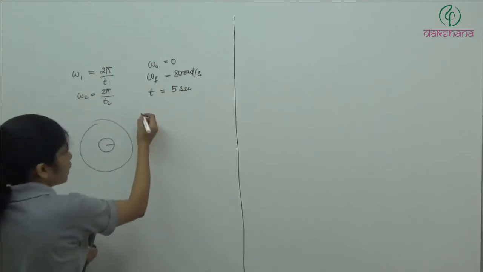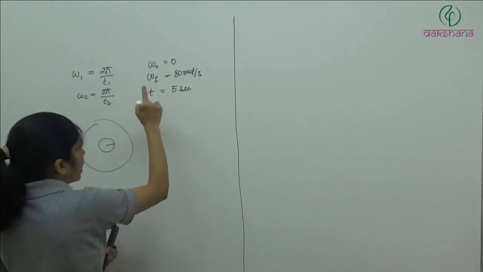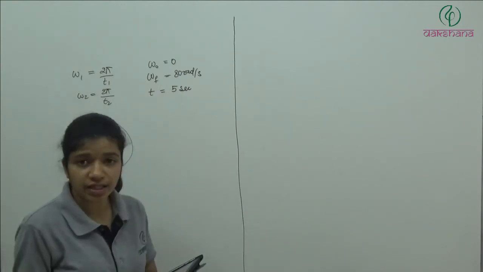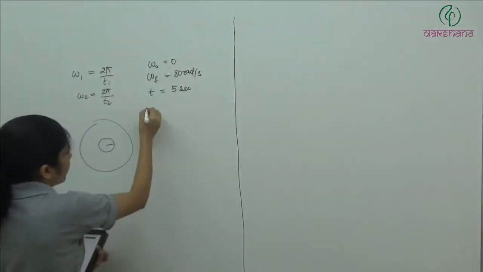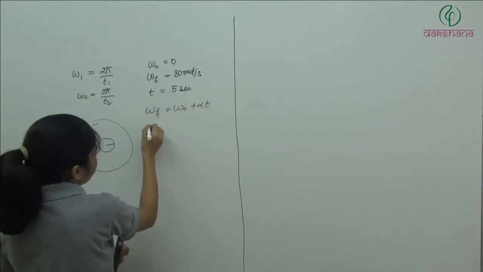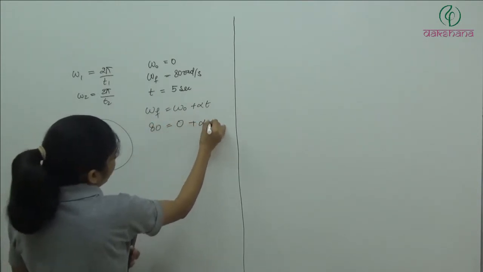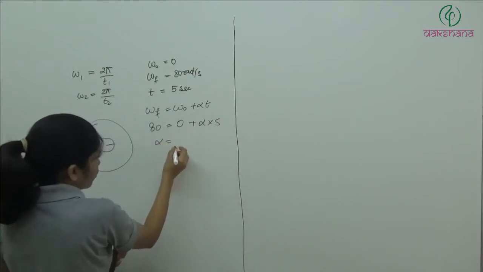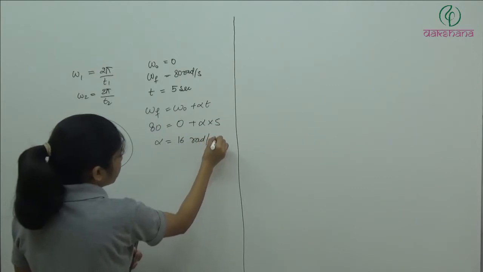So simply, which equation will we use? Here we have omega naught, omega f and t. We can find out the angular acceleration. So what will it be? We have omega f is equal to omega naught plus alpha t. So omega f is 80, omega naught is 0, plus alpha, which we don't know, times 5 seconds. So alpha is equal to 16 radians per second square.